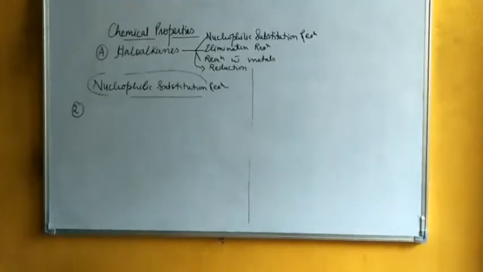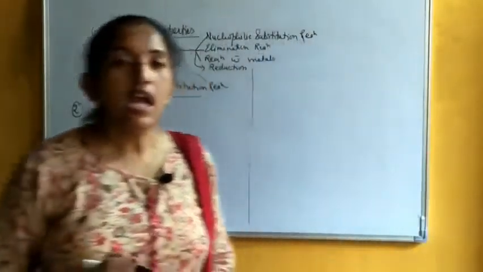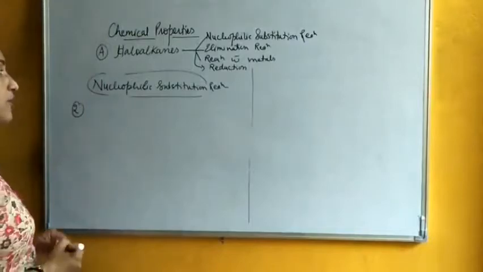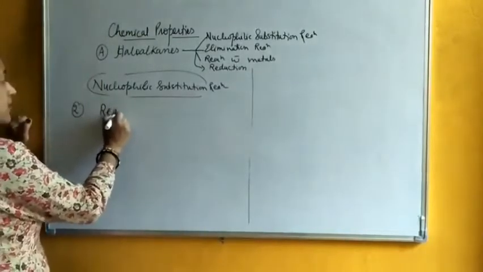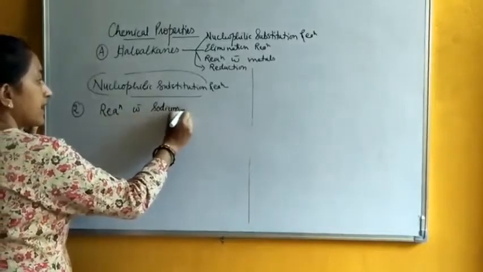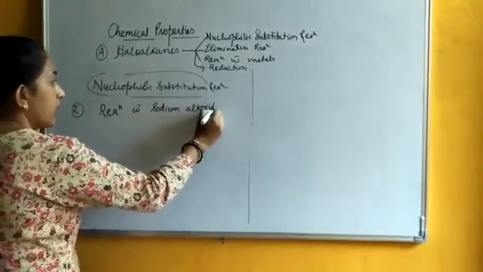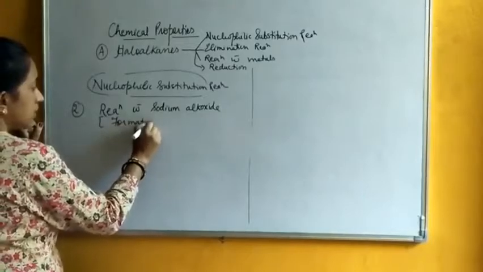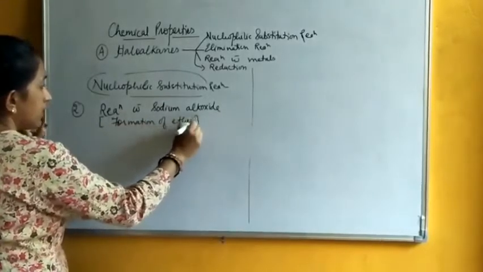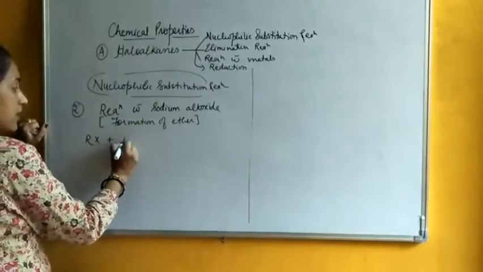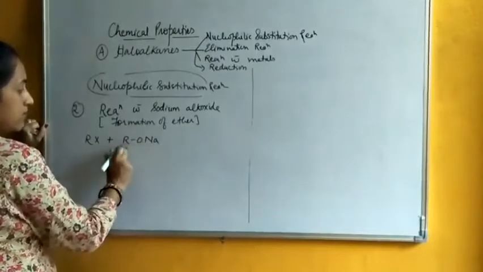Next, we will discuss the second reaction. We have discussed just now the reaction of the haloalkane with the aqueous or moist silver oxide, which leads to the formation of alcohol. Next is the reaction with sodium alkoxide, which will lead to the formation of ether. Now here it is RX plus RONa. This is sodium alkoxide.